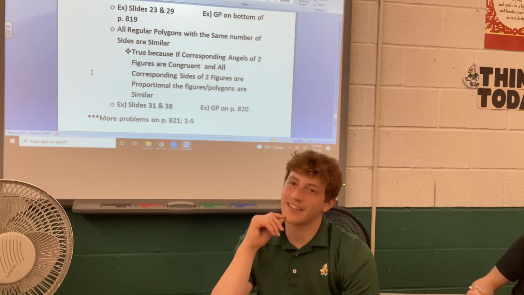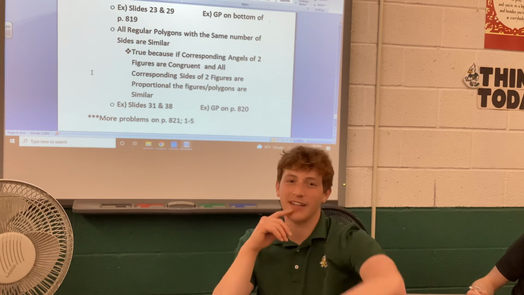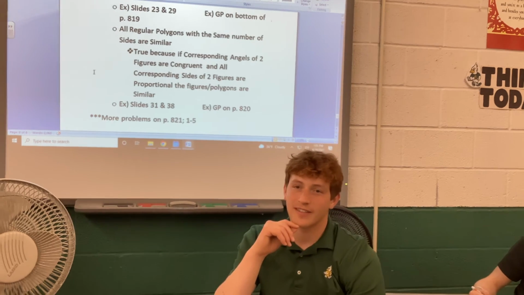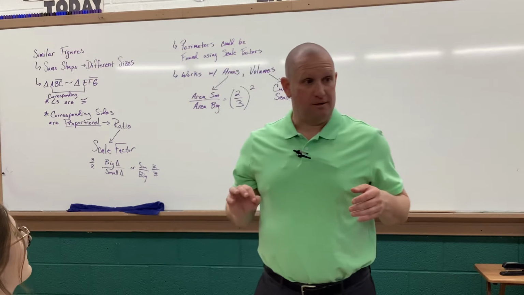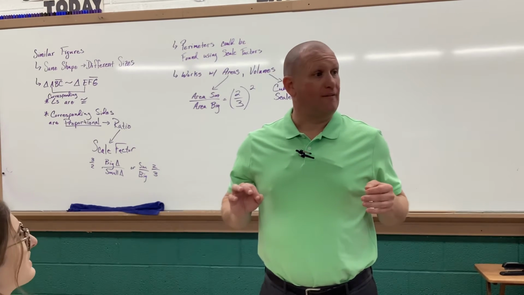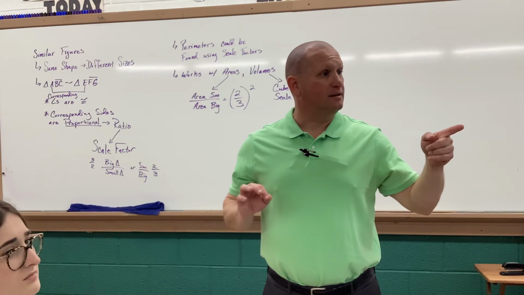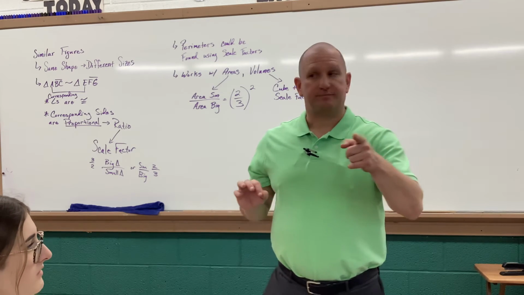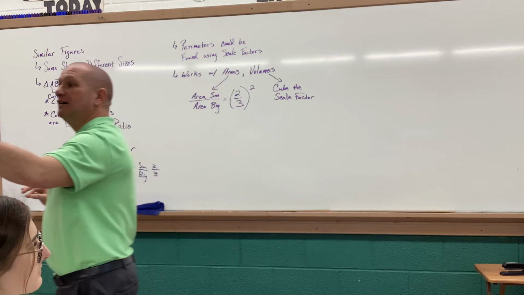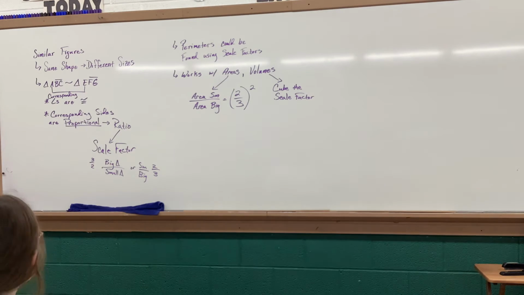Okay, so here's the question. Are all rectangles similar? No. Yes. They have the same shape, could be different sizes. That's what similar is: same shape, different size. A rectangle can be a square, so the sides are different. So are all squares similar? Yes. But are all rectangles? No.